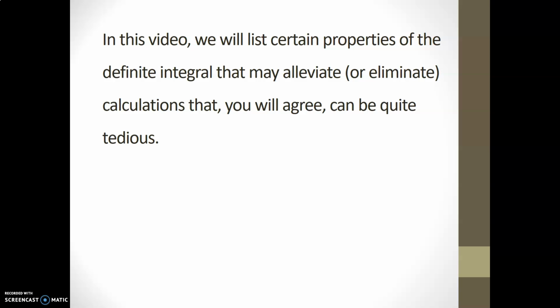So in this video, we're going to list certain properties of the definite integral that may alleviate, and in certain cases eliminate, calculations that you will agree, in the case of limits of Riemann sums, can be quite tedious.